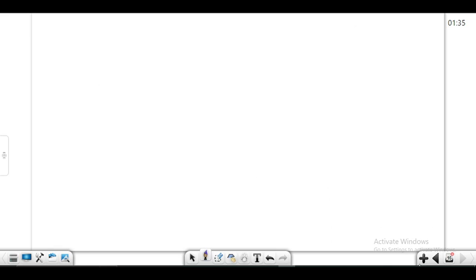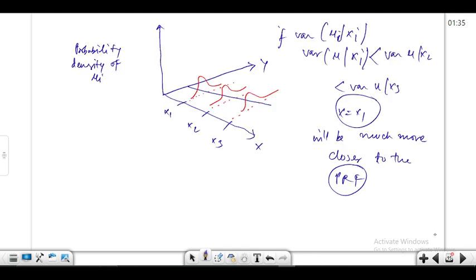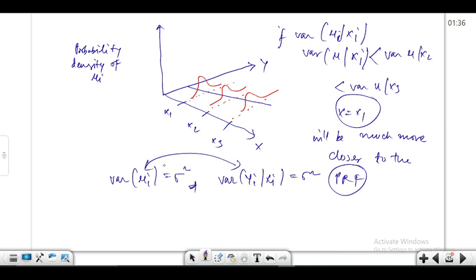So just one point: variance of ui is equal to sigma square. This also implies variance of yi given xi is equal to sigma square. This is basically capturing the dispersion or scattering of yi values given the xi values, which is also equal to sigma square. So both of these terms are similar in that sense.